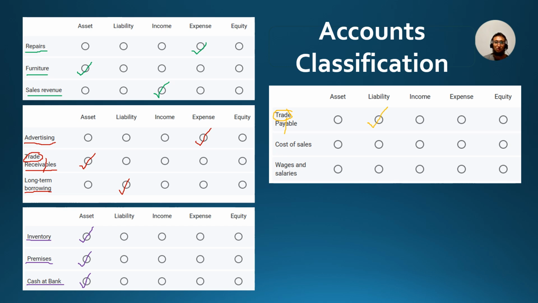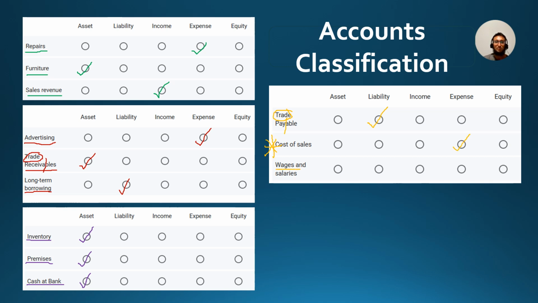Next up is cost of sales. So in accounting knowledge, cost of sales means the cost of the goods that were sold. And cost of sales will only be recorded at the time of sale of goods. This is a little bit tricky, but based on our accounting recording method, we would record this as an expense.